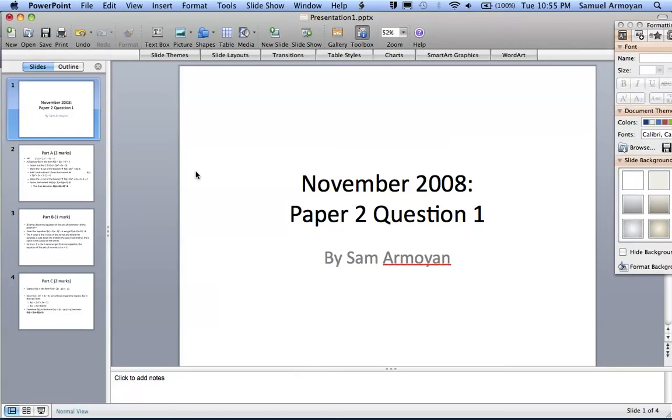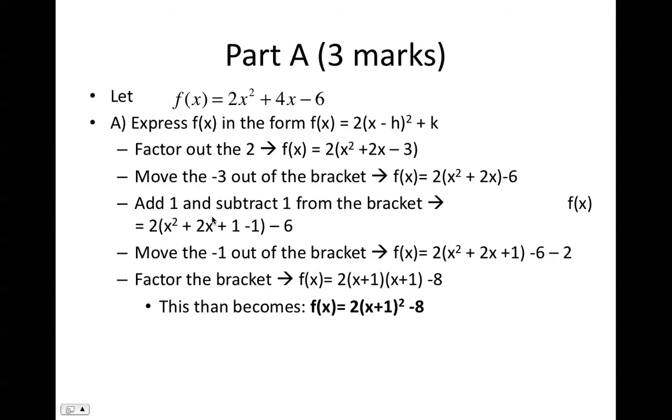Hey guys, I'm doing question 1 on paper 2 from the November 2008 exam. Part A asks: let f of x equal 2x squared plus 4x minus 6. Express f of x in the form f of x equals 2 times (x minus h) squared plus k.